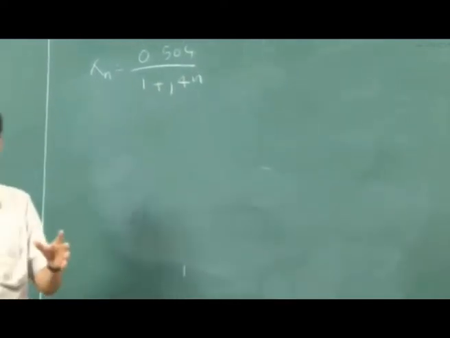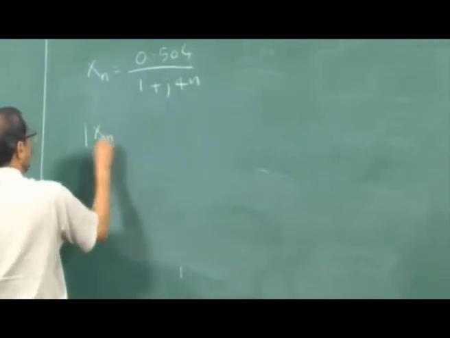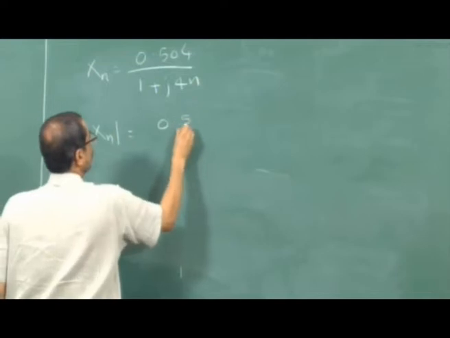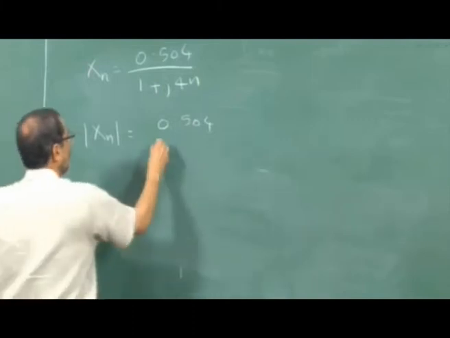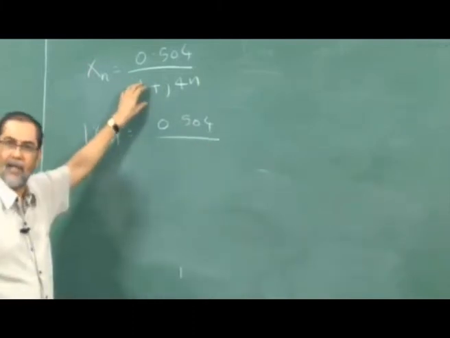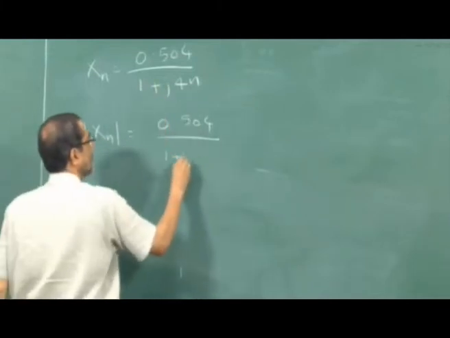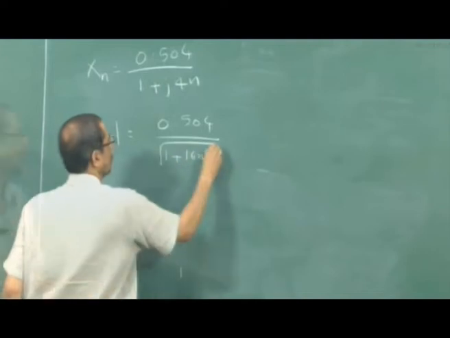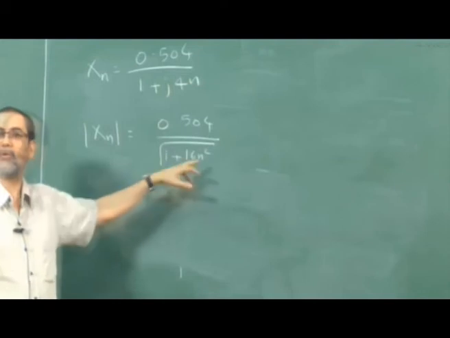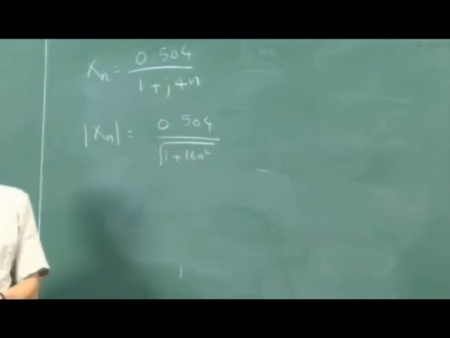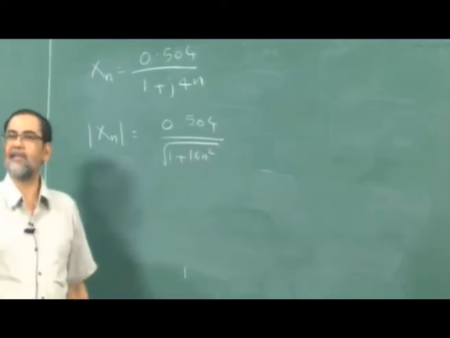This is the calculated value of the Fourier series, Fourier coefficients. Then I wrote xn magnitude as 0.504 because that number is positive, so I take the number as it is. Denominator is real plus imaginary, so a square plus b square under root, a square plus 16n square under root. Because it's magnitude, I always look at the positive number of the square root. In this case, interestingly, whether n is positive or negative, n square is always positive, so I don't need to worry about the sign too much.